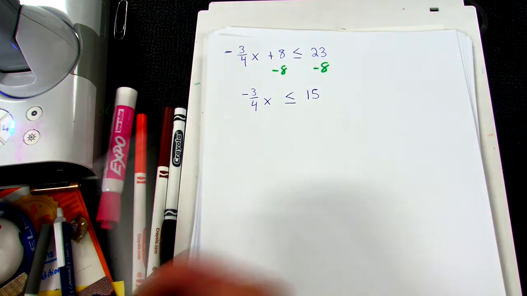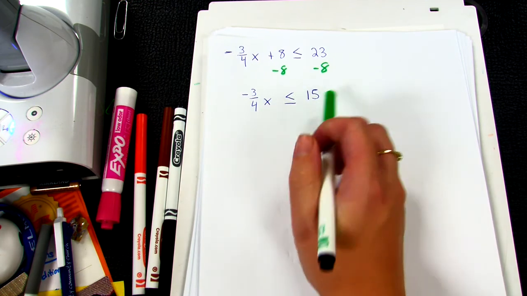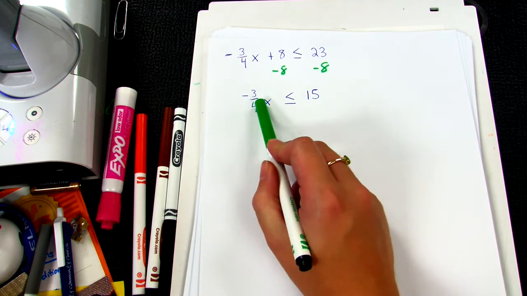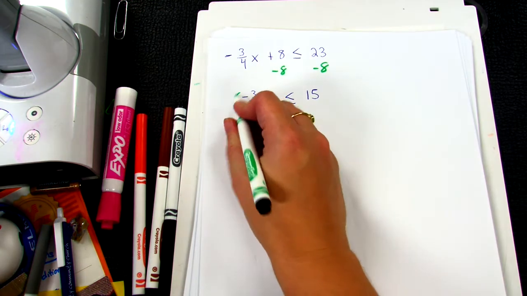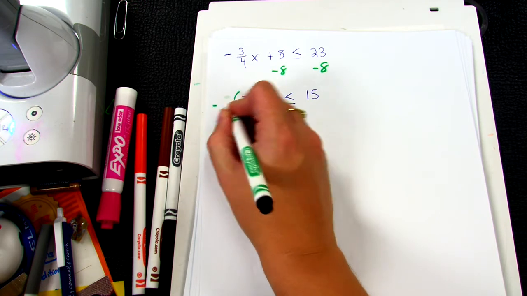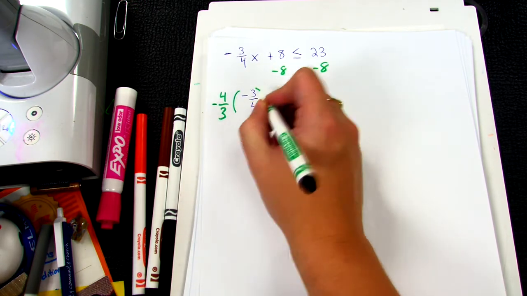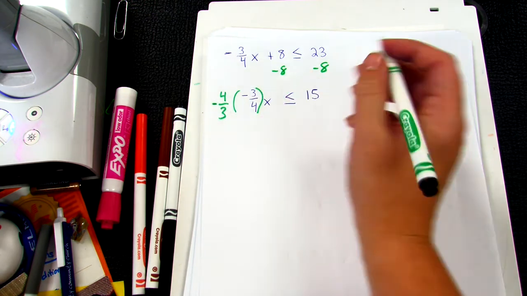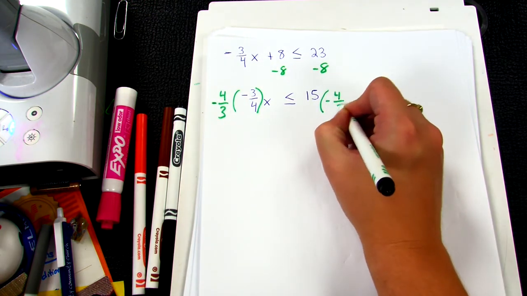All right, now I have negative 3/4 x is less than or equal to 15. So to get rid of this times negative 3/4, I'm going to divide by negative 3/4. But remember, dividing is the same as multiplying by the reciprocal. So I'm going to multiply by the reciprocal, negative 4/3, right? The reciprocal of 3 over 4 is 4 over 3. So I'm going to multiply by negative 4/3.